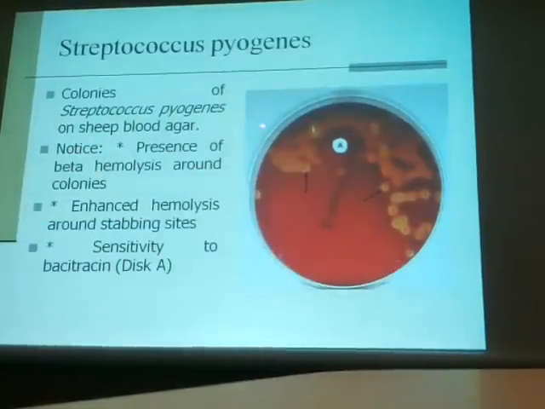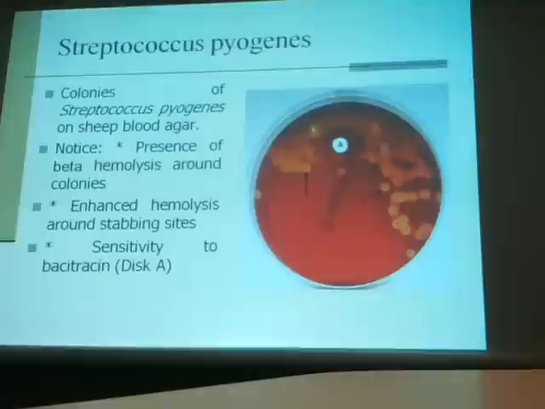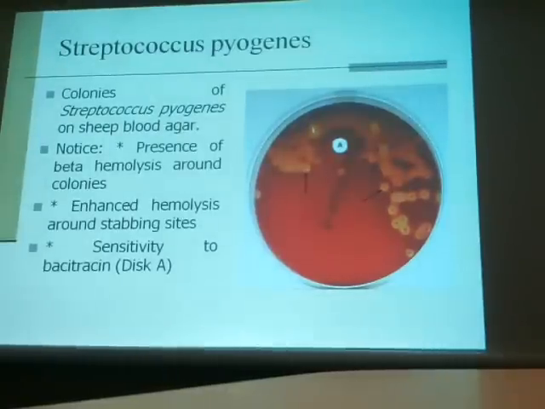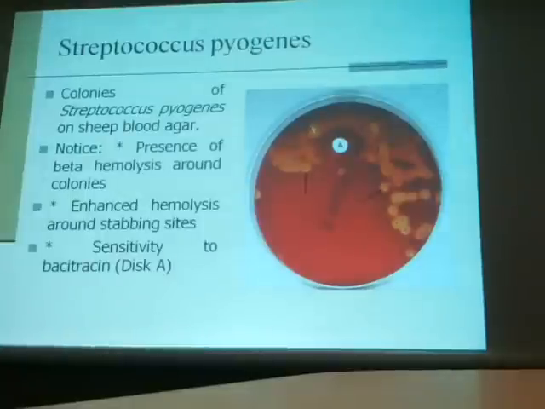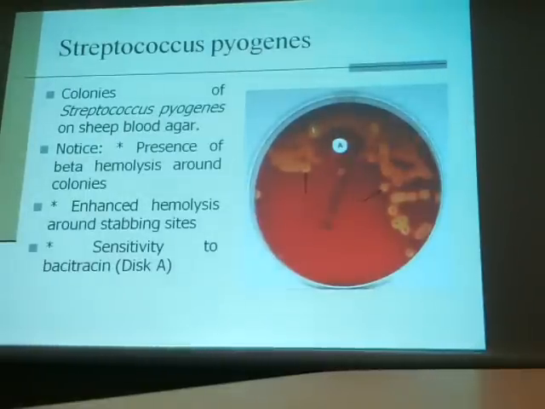Now, in case Streptococcus pyogenes grows, okay. And in this stabbing area, notice that around the stabbing area we have enhanced hemolysis. So colonies of Streptococcus pyogenes on blood agar show beta hemolysis. Notice the beta hemolysis around the colony, most clearly around the stabbing area. So there is enhanced hemolysis around the stabbing site due to streptolysin O.